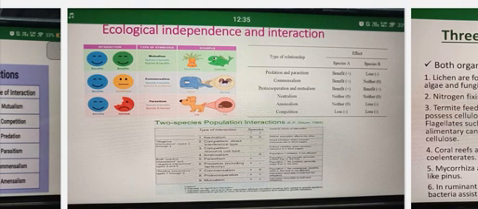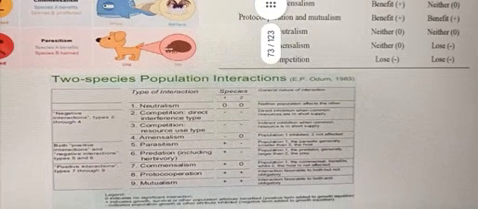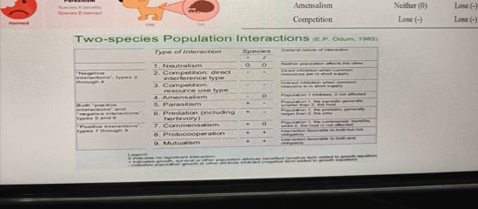Ecological interdependence and interaction. Here, there are different types. Protocooperation is also a beneficial interaction for both. First is neutralism, that means no interaction.